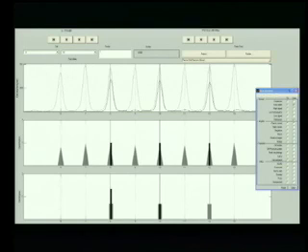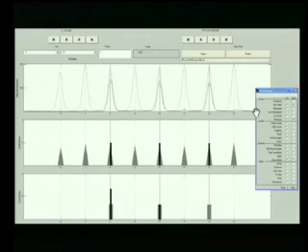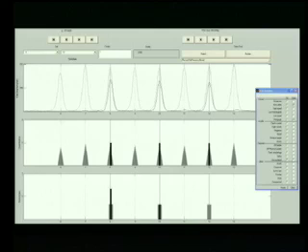Here's the same sample in True Allele System 2. In True Allele System 2, you will see in the top panel that all 3 peaks are visualized. You will also see that in the rule firings a third peak rule has fired.